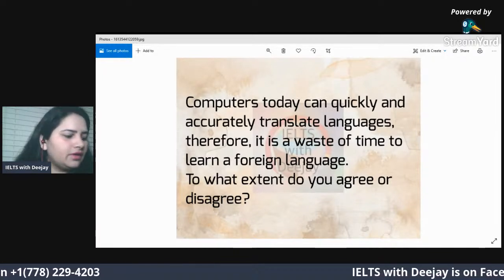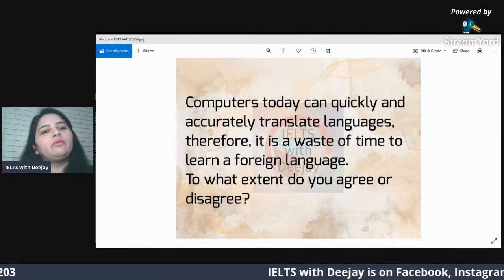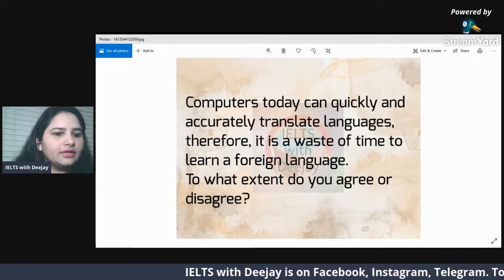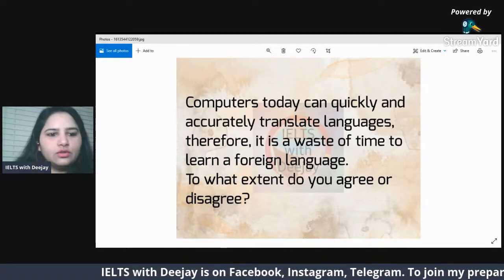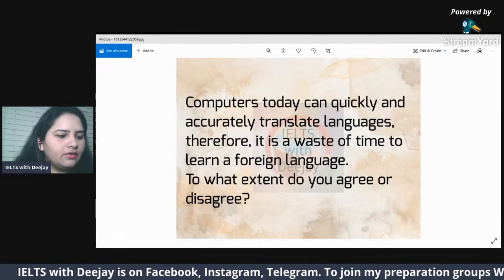So we can do one thing, we can write one essay of every format so you all can understand the format as well. That is also okay for me. I don't have any issue with that.